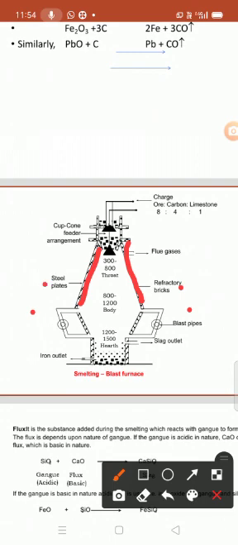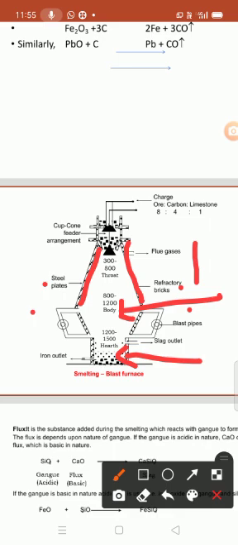The upper part of the blast furnace is known as the throat. Here is the throat, this is the upper part, this is the body, and here is the earth. It is mainly divided into three parts: throat, body, and bosh or earth. The furnace increases in diameter from the throat downwards until it attains maximum diameter at the bosh.